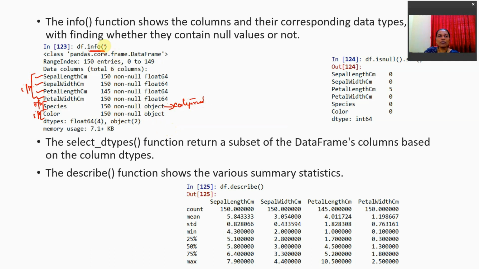Now from this data, the info generally shows the columns and their corresponding data type, whether it contains null values or not. So from the details here, I know that this column has a null value. And I also know that out of these 6 columns, the first 4 are of integer type, that is a numerical data type, and the last 2 are the categorical type. So by using info, I am getting the overall information.